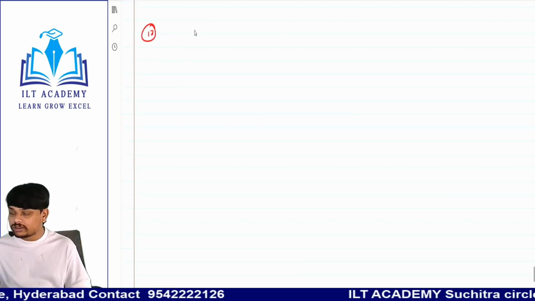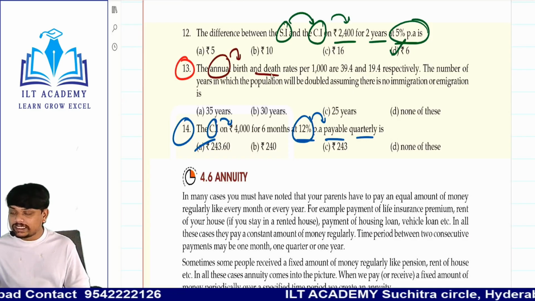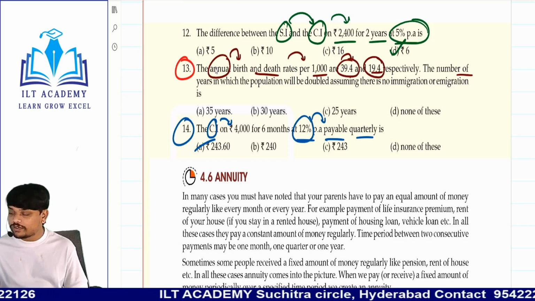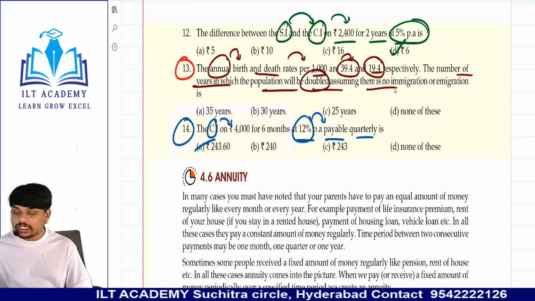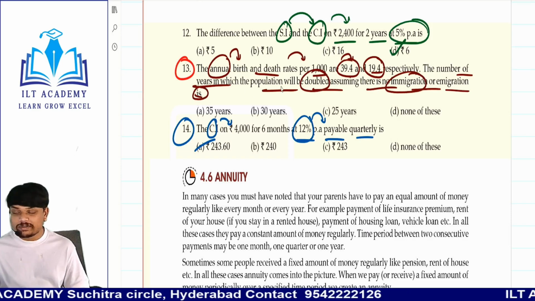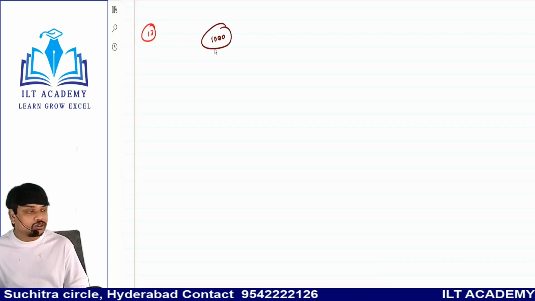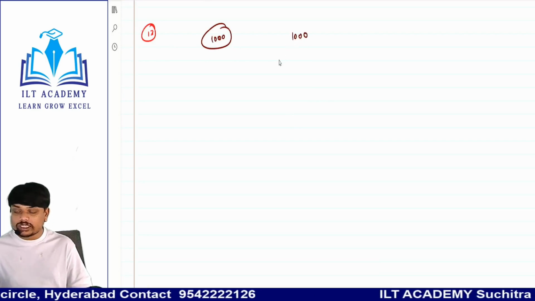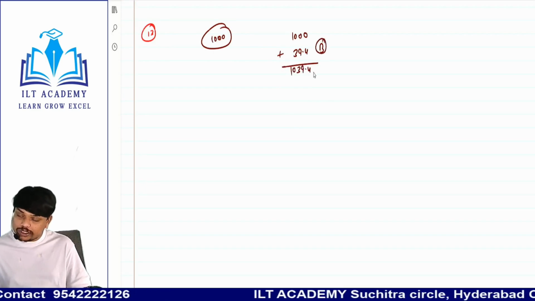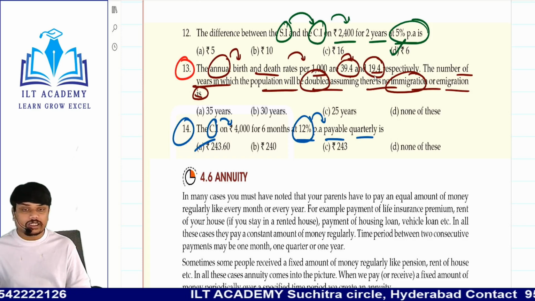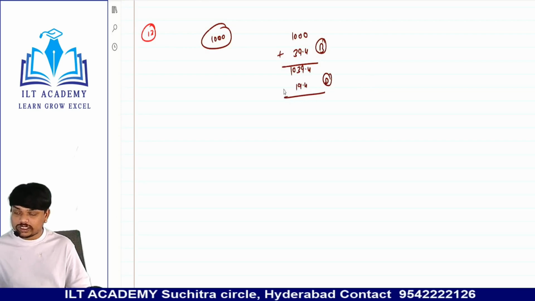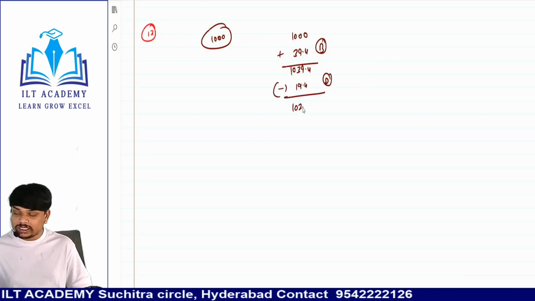What is the 13th question? Now, the annual birth and death rates per 1000 are 39.4 and 19.4 respectively. The number of years in which the population will be doubled, assuming that there is no immigration or emigration, is. See, the present population is how much? 1000. So it is growing like what? 1000 every year, what will it be? 39.4 births. So what will the population become? 1039.4. Now not only birth, there is also the case of 19.4 deaths. So what will it become? 1039.4 minus 19.4, which is 1020.